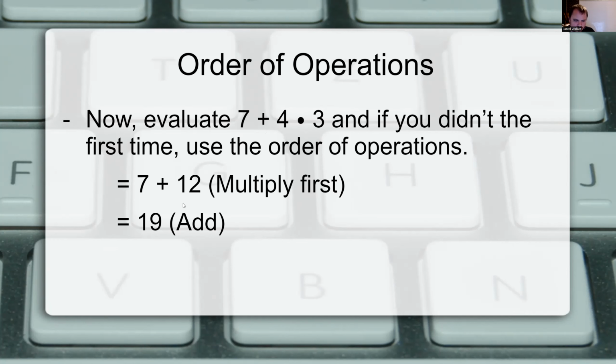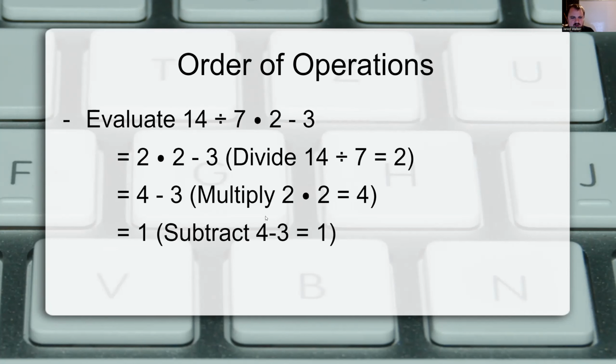And then plus 7, we should get to 19. So if we do, what about this? Let's evaluate this one. 14 divided by 7 times 2 minus 3.